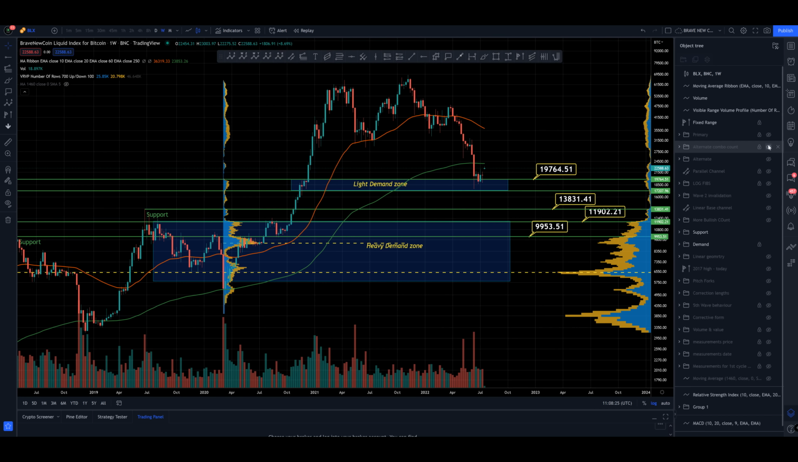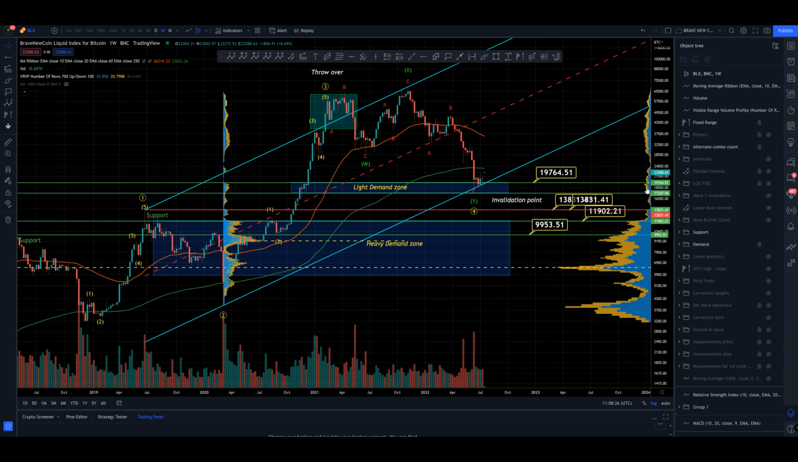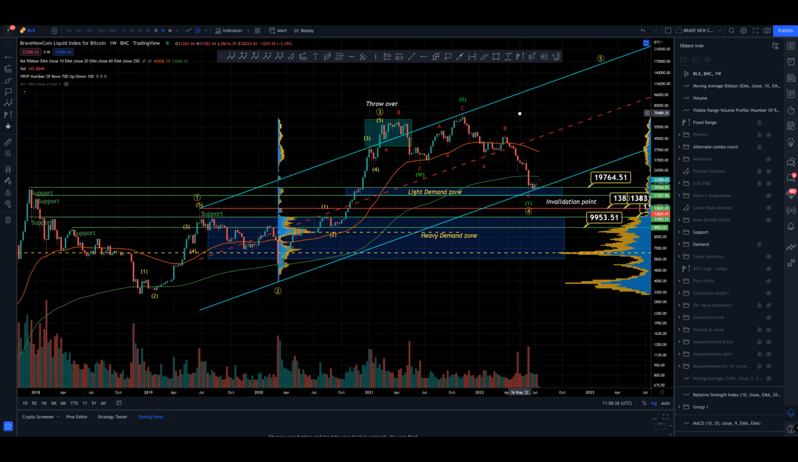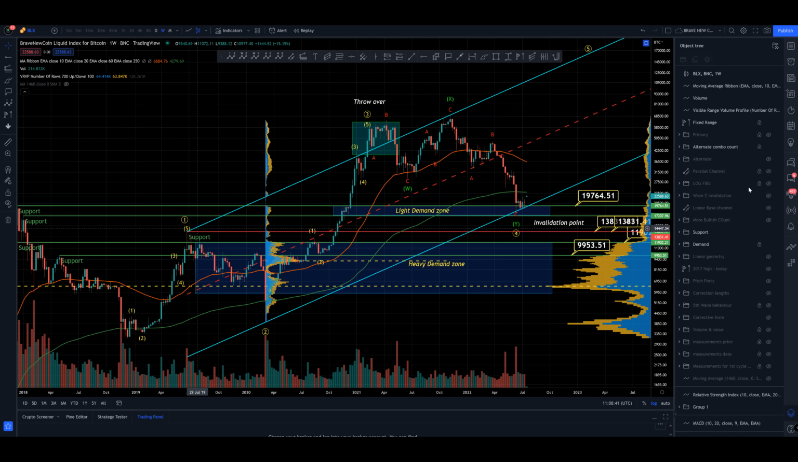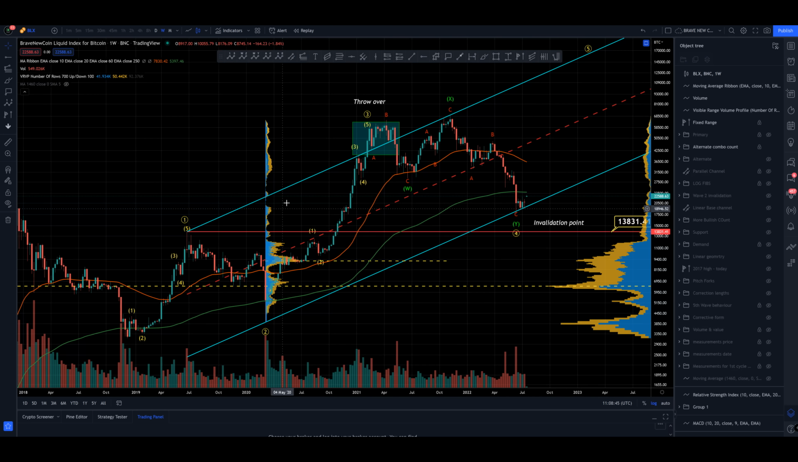We've got a really old count. This goes back to October, November 2021. We were working with this. This goes back to when we had a triangle as an option and we had this combo or a flat as an option. Right? And this is the idea that we're actually in a wave one. Let's just remove some of this info off the chart here for you so you can see a bit clearer.